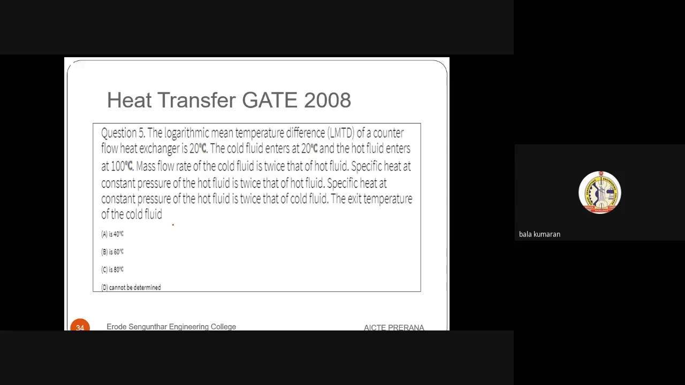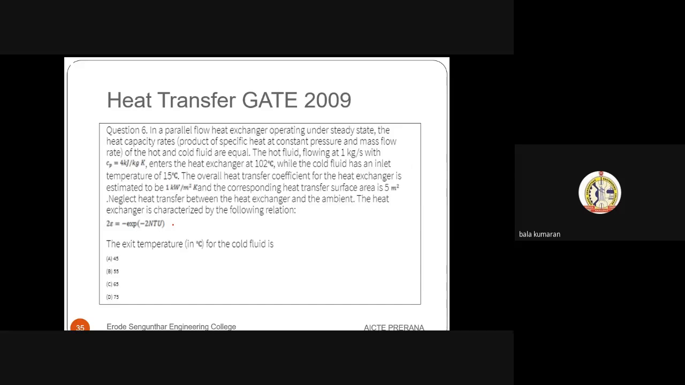The cold fluid enters at 20 degrees Celsius and the hot fluid enters at 100 degrees Celsius. Mass flow rate of the cold fluid is twice that of the hot fluid. Specific heat of the hot fluid is twice that of the cold fluid. The exit temperature of the cold fluid is? They asked to find out the exit temperature of the cold fluid by using this formula.